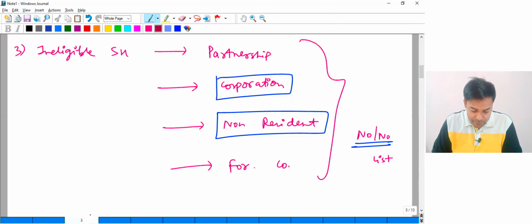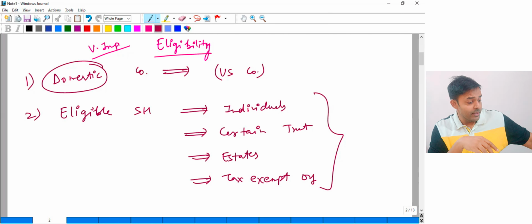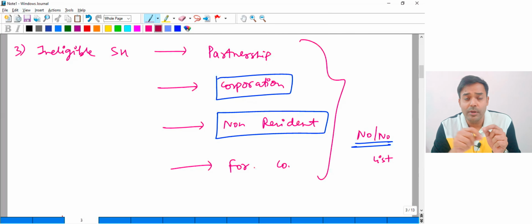Let's quickly revise what we have done. We have done 5 eligibility criteria. Number 1, the S corporation has to be a domestic company. Number 2, eligible shareholders. We have done individuals, certain trusts, state, tax exempt organization. These are eligible shareholders. Then we discussed the ineligible shareholders: corporation, partnership, foreign company, domestic company, non-resident. These are not eligible shareholders. That means you cannot induct them in your S corporation.